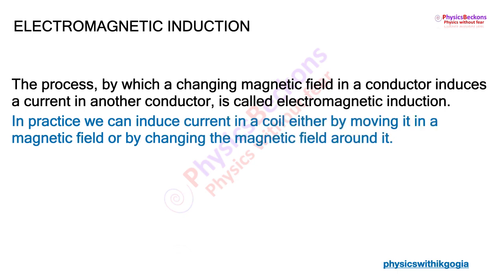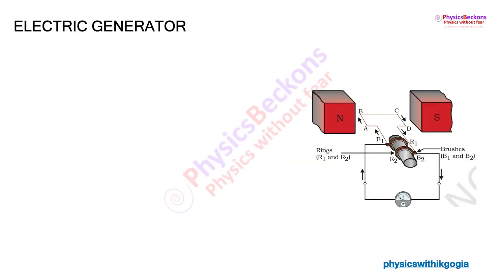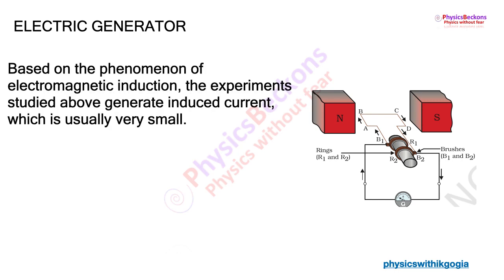In practice, we can induce current in a coil either by moving the coil in a magnetic field or by changing the magnetic field around it. It is convenient in most situations to move the coil in a magnetic field, and this method is widely used in production of electric current in electric generators. The schematic diagram of an electric generator is on your screen.